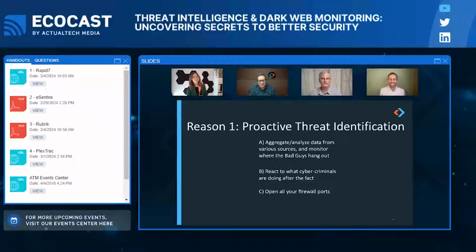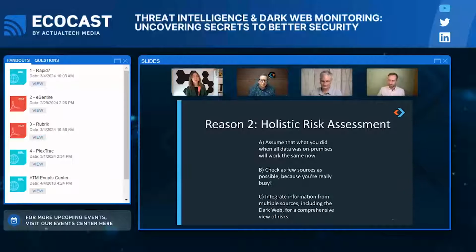All right, let's move things along. Let's talk about holistic risk assessment. So, the options that we have here assume that what you did when all data was on prem will work the same now. That's option A. Option B, check as few sources as possible because, hey, you're really busy. Or option C, integrate information from multiple sources, including the dark web, for a comprehensive view of risk.